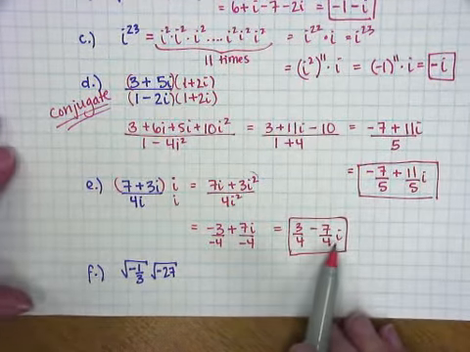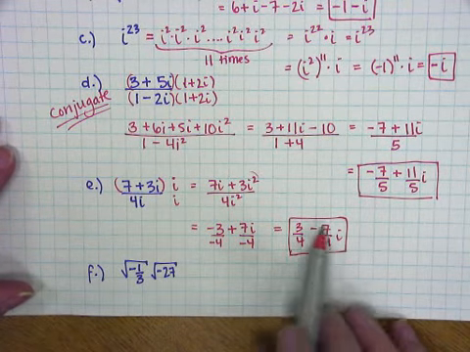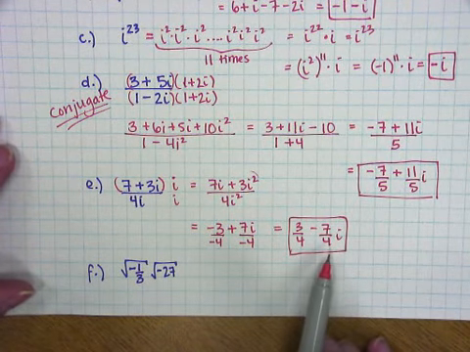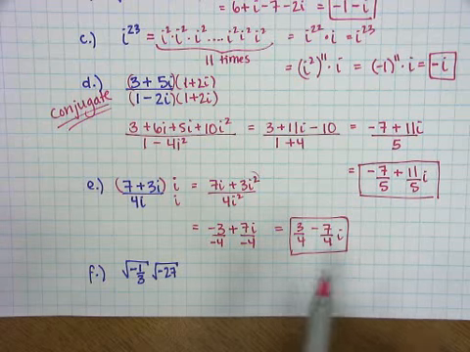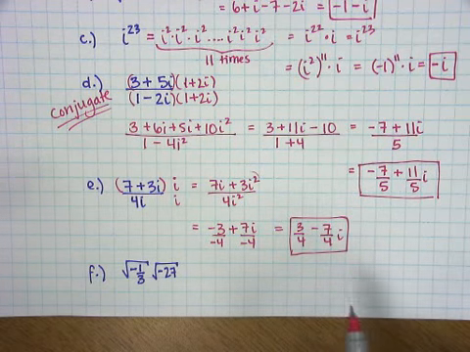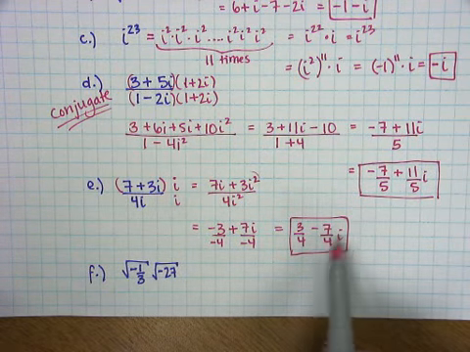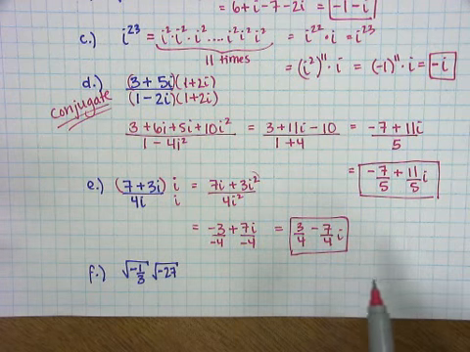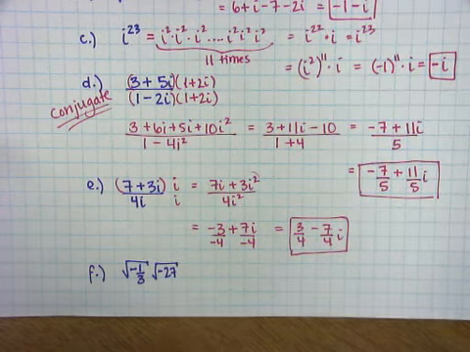And notice here I'm putting the i beside the -7/4 instead of putting it on top. Go ahead and do that also, please. It's just kind of a formatting thing. It's just standard practice. It wouldn't be wrong to say 7i over 4. It just wouldn't look right like in the back of your textbook.